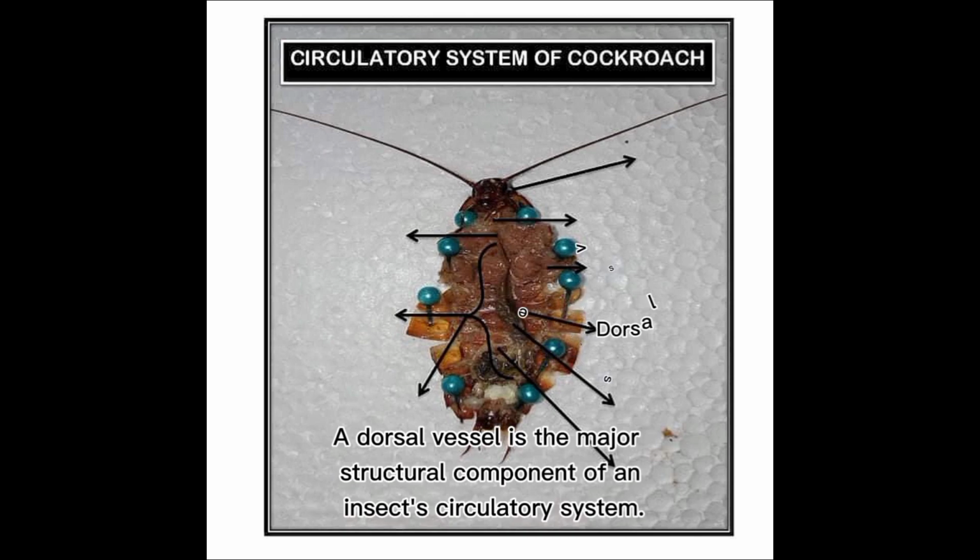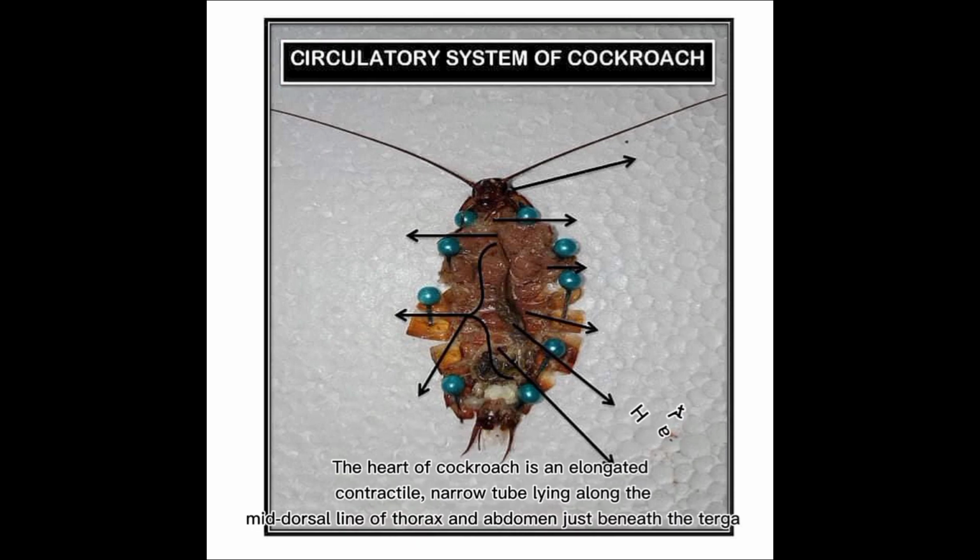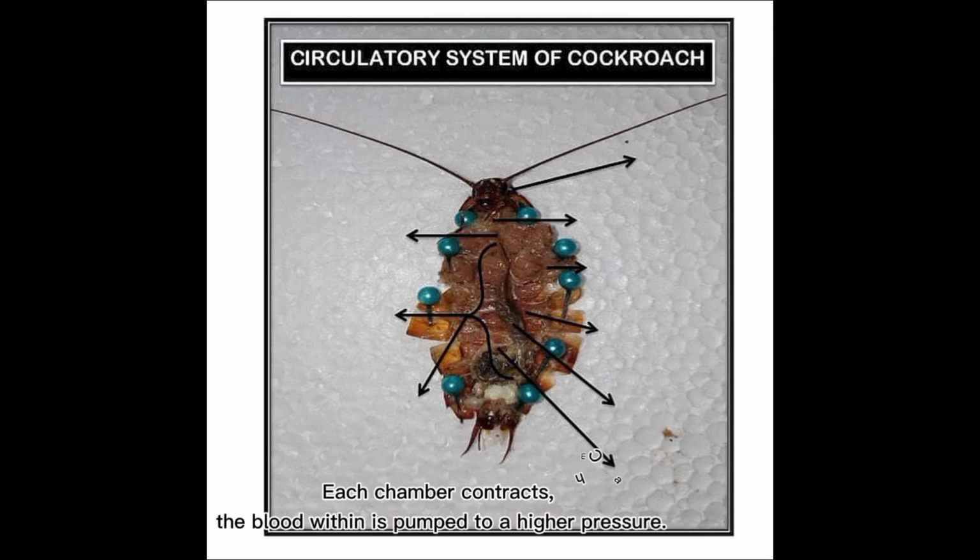A dorsal vessel is a major structural component of an insect's circulatory system. The heart of the cockroach is an elongated contractile, narrow tube lying along the mid-dorsal line of the thorax and abdomen just beneath the terga. When each chamber contracts, the blood within is pumped to a higher pressure.